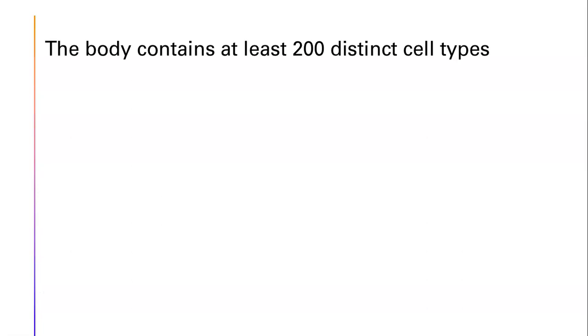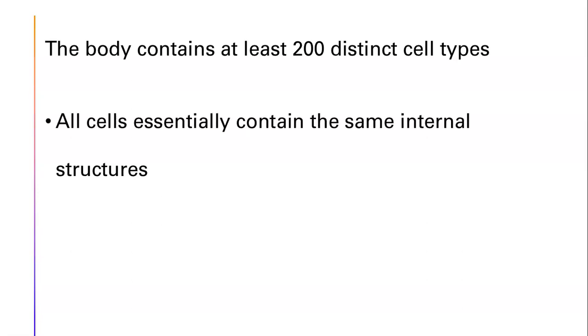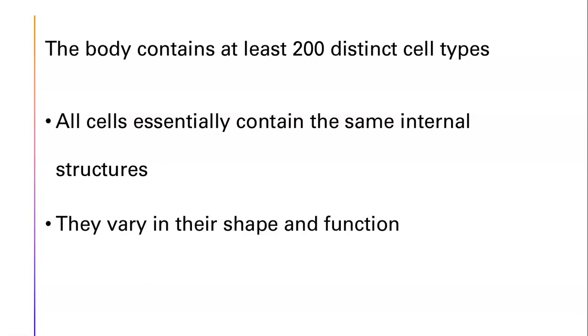So the body contains at least 200 distinct cell types. And if you remember going back a few chapters, we started talking about the cellular level of organization. And we talked about some things that are common to all cells, right? We talked about the organelles. And so all cells essentially contain the same internal structures, right? They're all going to have a nucleus, they're going to have mitochondria, ER, Golgi bodies, lysosomes. Most cells are going to have those things, but cells can also vary in their shape and in the functions which they carry out.